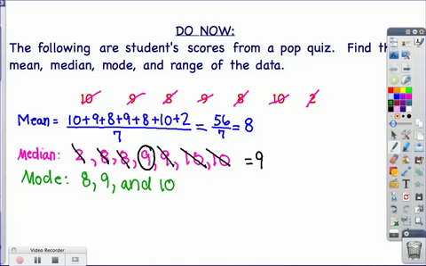Finally, we have the range. Range is the biggest number subtracted by the smallest number. So our largest number would be 10, our smallest is 2, so the range would equal 8.